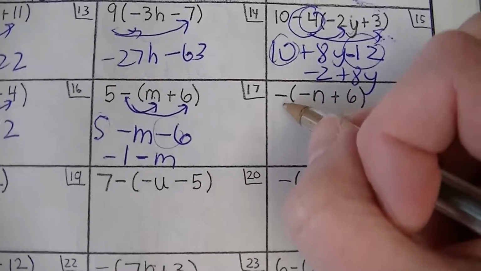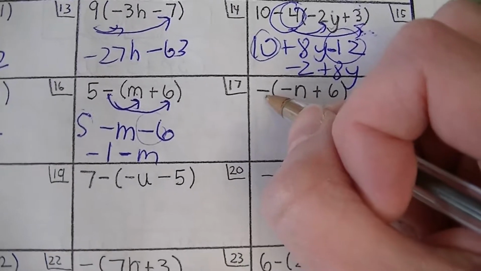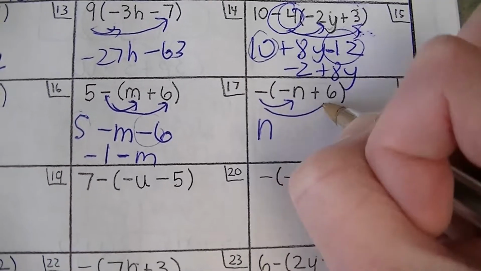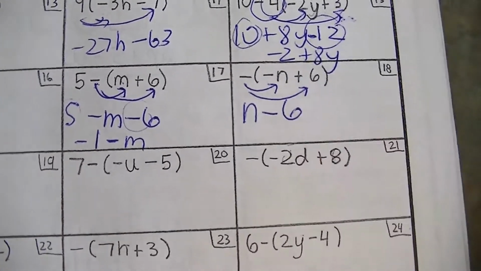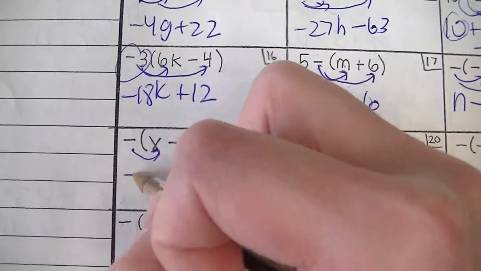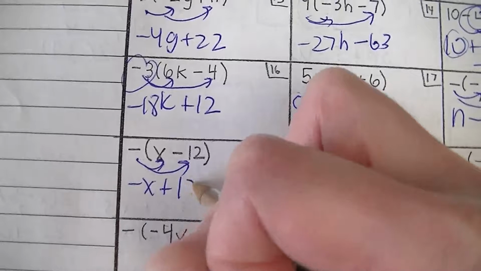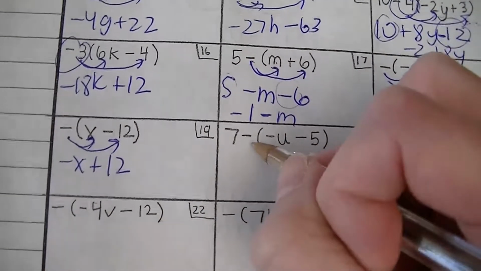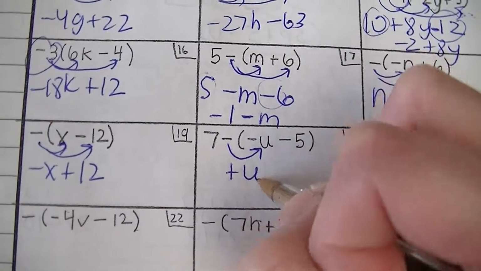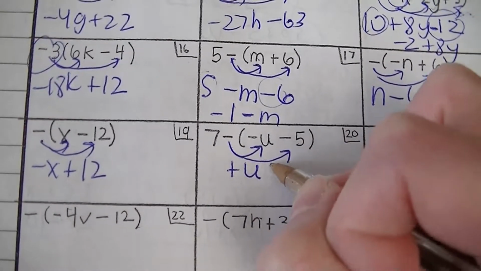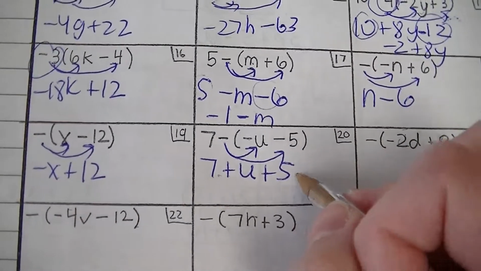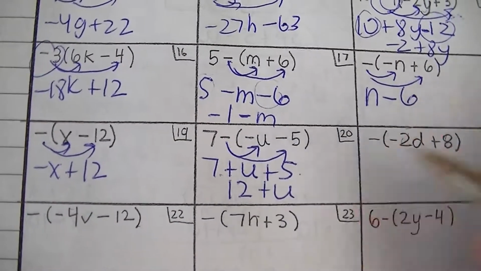Okay, right here. This could be another one you select to write down there. Negative times a negative n is a positive n. A negative times a positive 6 is a minus 6 or a negative 6. Okay, distribute it through. Negative x plus 12. Okay, distribute this through. Negative times a negative u is a positive u. A negative times a negative 5 is a positive 5. Now bring down the 7. 7 plus 5 is 12 plus u.